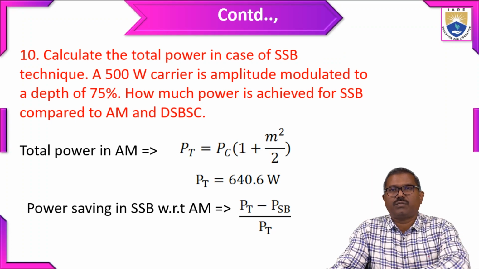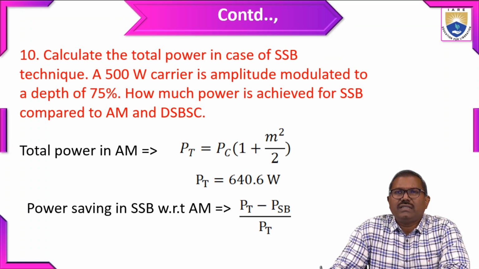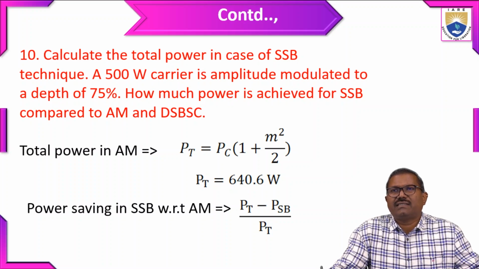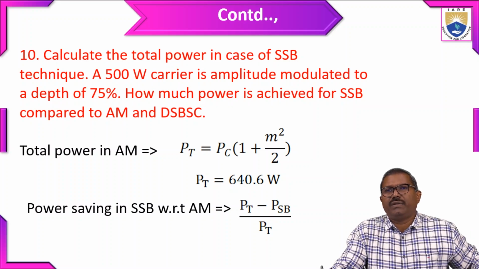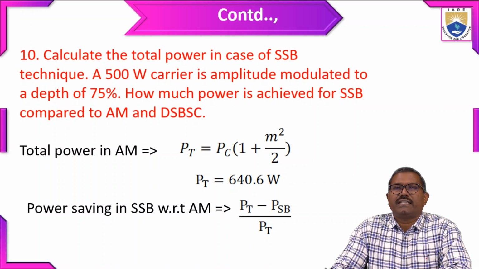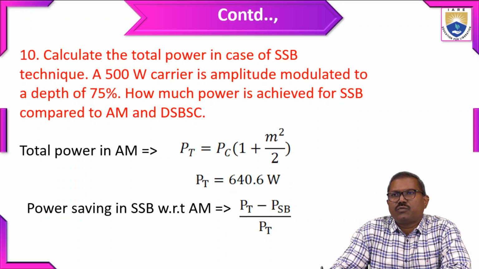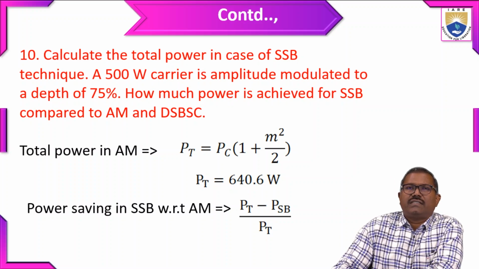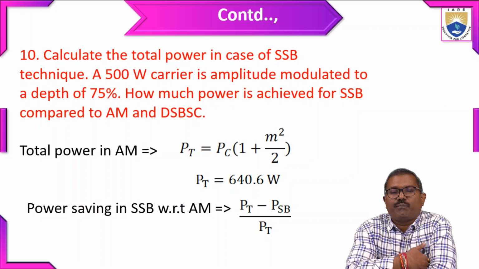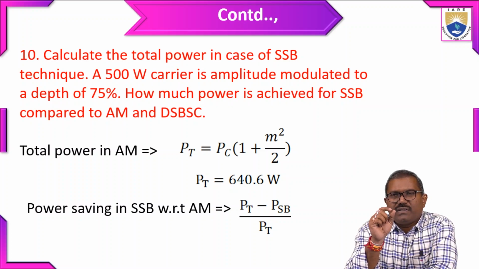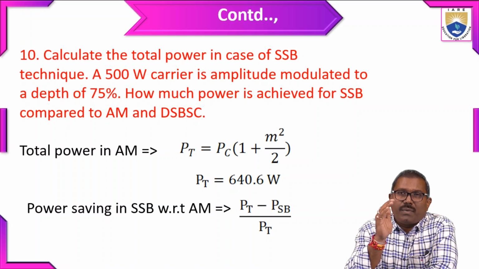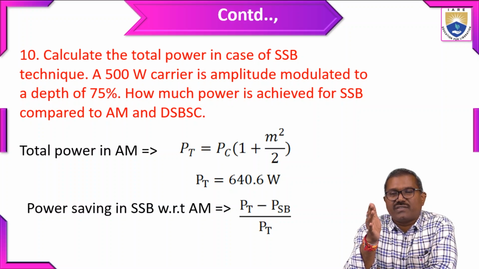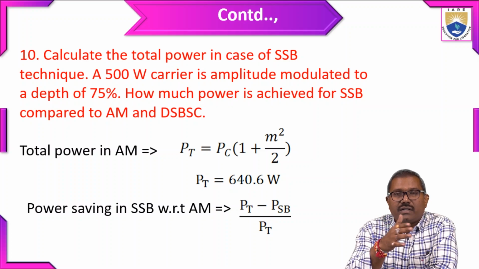Coming to the last problem. Calculate the total power in case of SSB technique. Here I am taking the SSB technique. A 500 watt carrier is amplitude modulated to a depth of 75% modulation. How much power is achieved for SSB compared to AM and DSB SC? Why? Because here AM is the basic one. The drawbacks of AM are reduced in DSB-SC. What are the drawbacks? Already we discussed it: power and bandwidth.